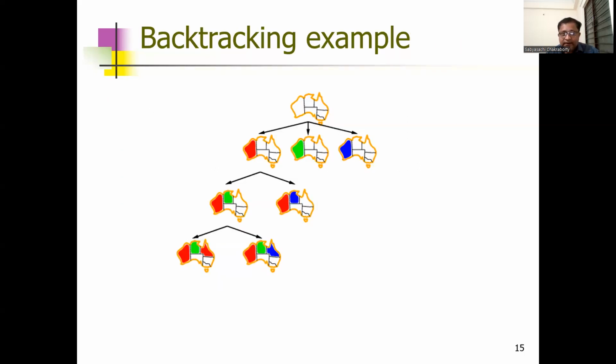Now the backtracking looks very simple for this particular six variable, three value example. There are six variables, six regions, and three values, three colors. For this small example, the backtracking process looks very smooth. But actually, it will not be so smooth if the problem size is much bigger, if the number of variables is much higher or the number of values is much, much higher.